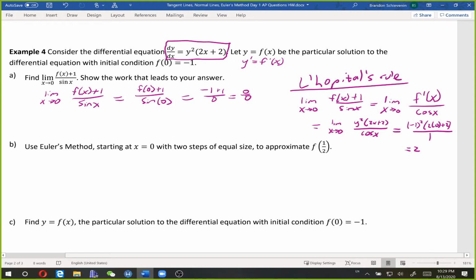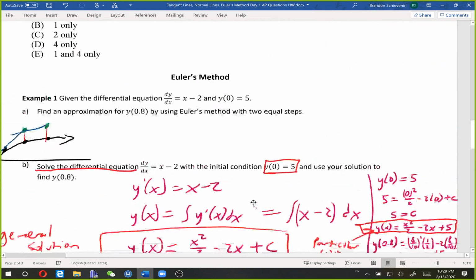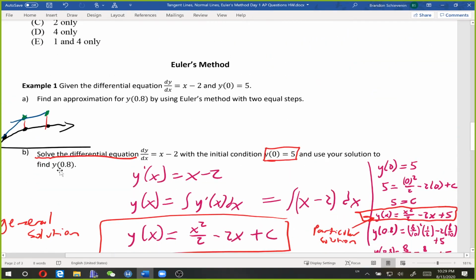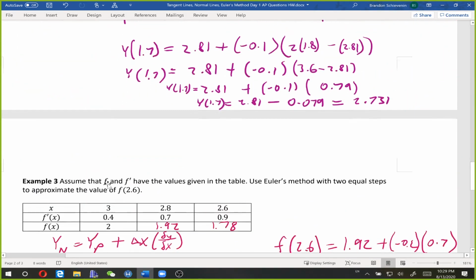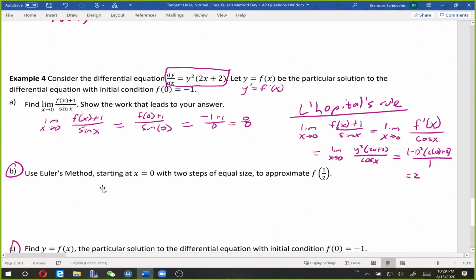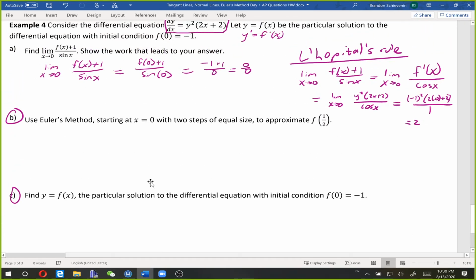Okay, I'm going to skip part B because this one's just Euler's method. So that's the same as the other two examples that we did. For part C, this is really similar to what we did in example 1, part B. We were solving for the differential equation. So I'm going to skip that one too for now, but I'll hold Niall afterwards and go back through example 1 again, since he wasn't here for that one.